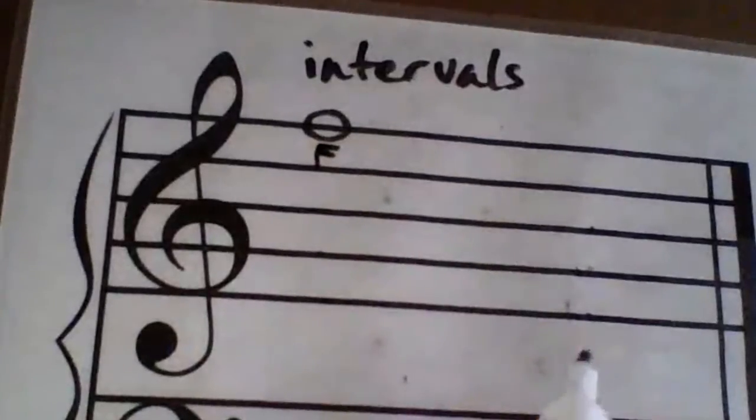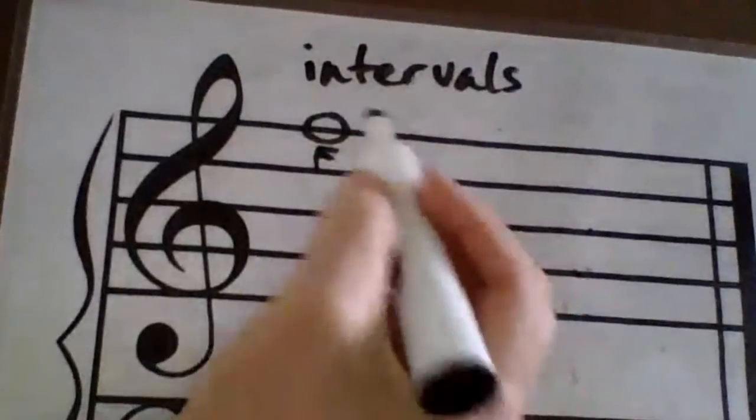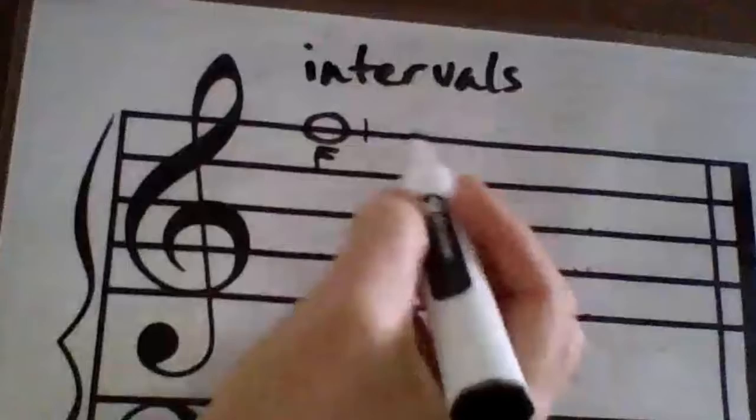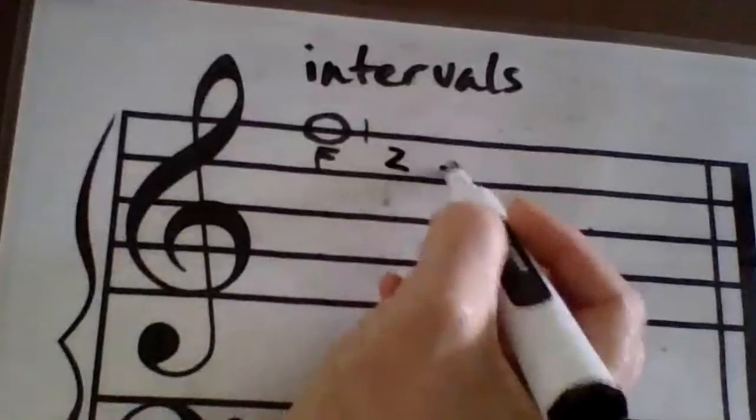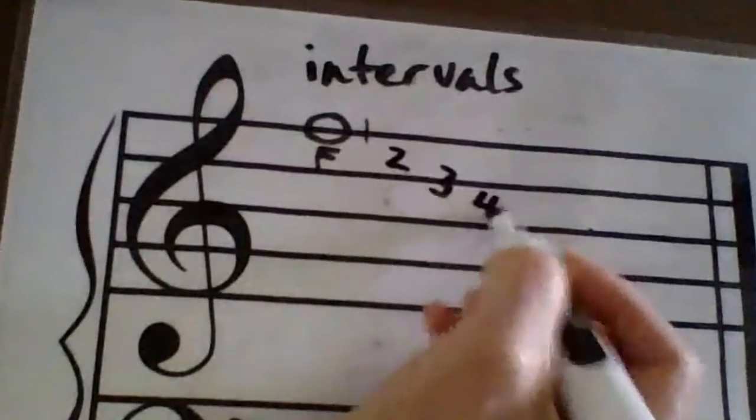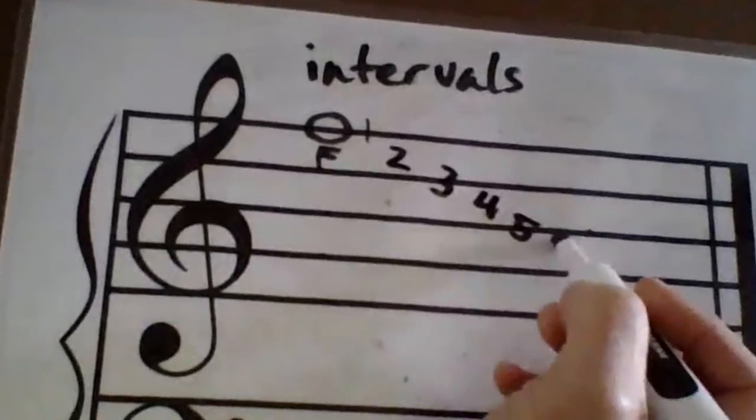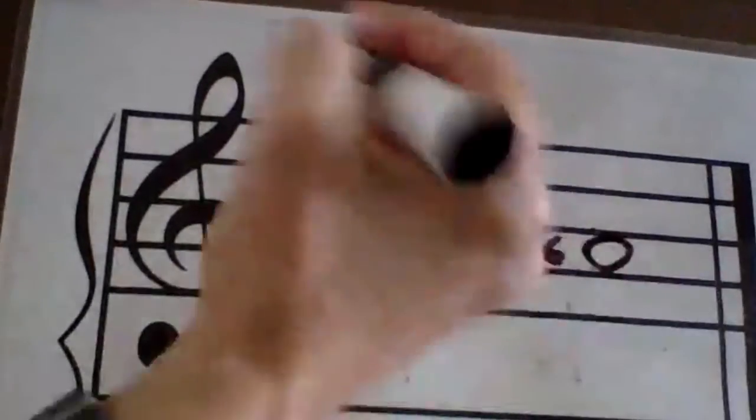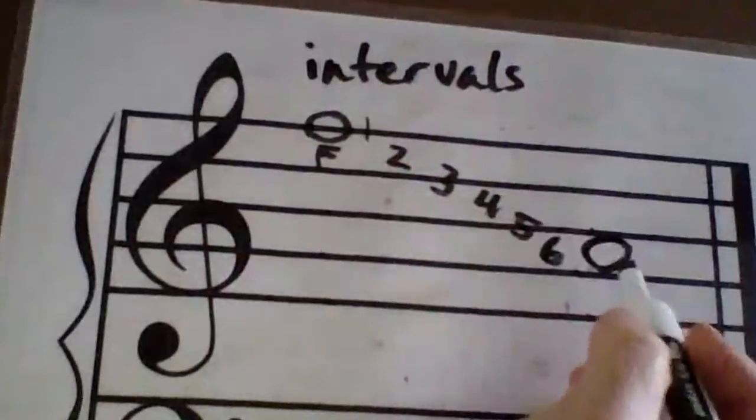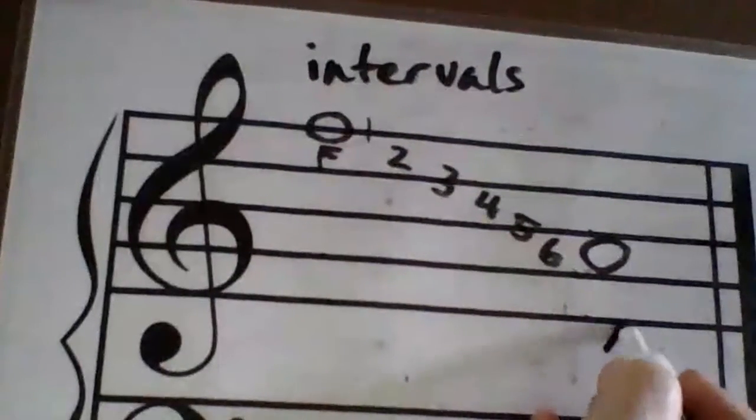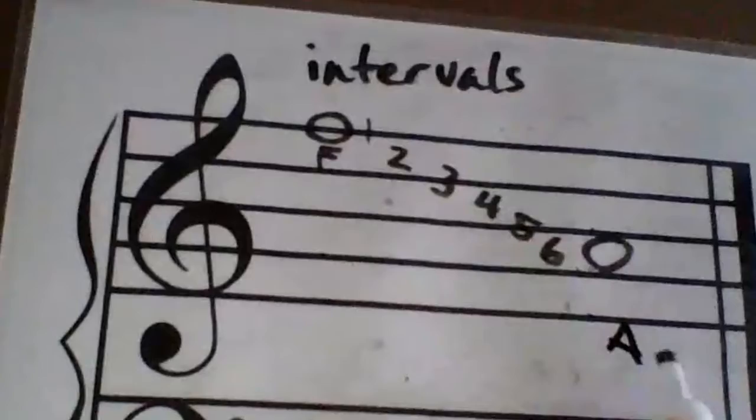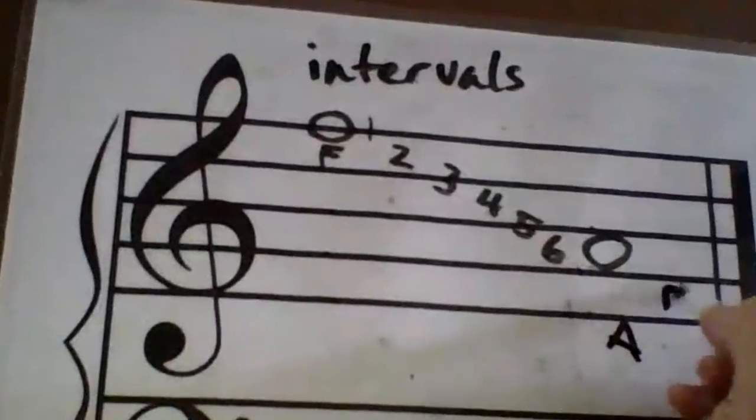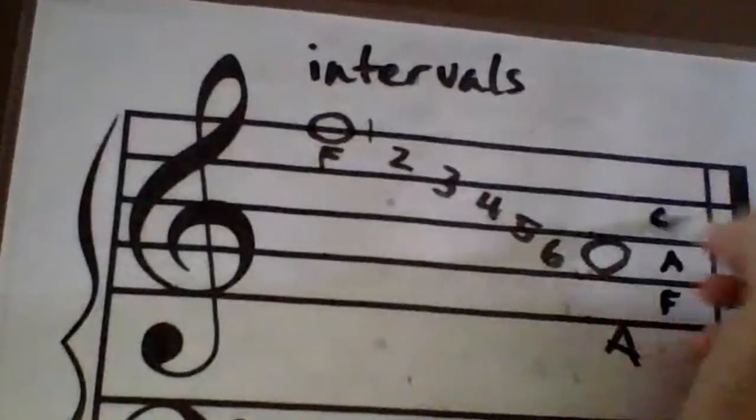What if we wanted to go down a sixth? So we'd start up here, count 1, 2, 3, 4, 5, 6. So that's down a sixth. And what note is that? It's an A. So if you remember, F, A, C, E.